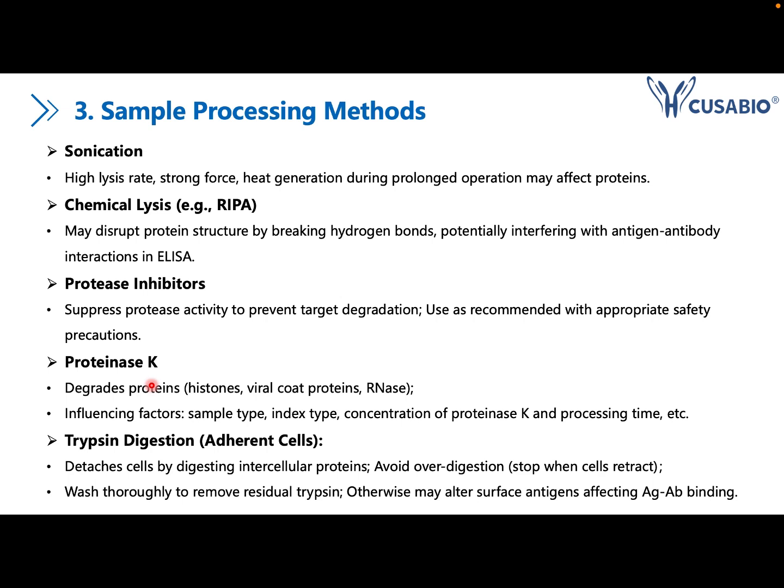We also have the proteinase K to degrade the proteins like the histone, viral coat proteins, and so on. And for the cells, especially the adherent cells, we have the trypsin. So trypsin digestion can help us to detach the cells by digesting the intracellular proteins, but just be sure that you avoid the over-digestion. You can stop it when the cells round up.